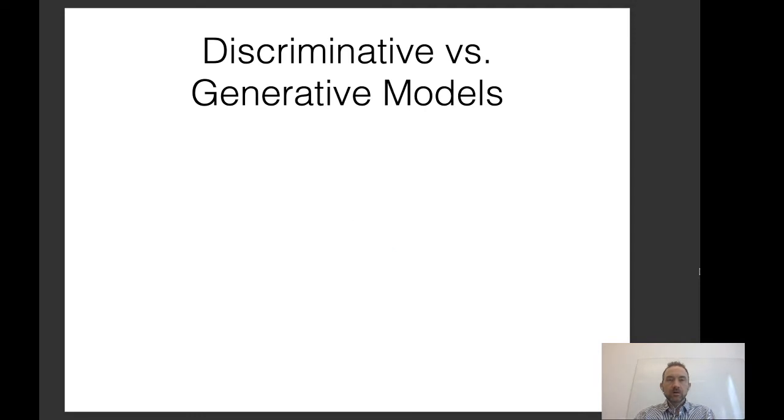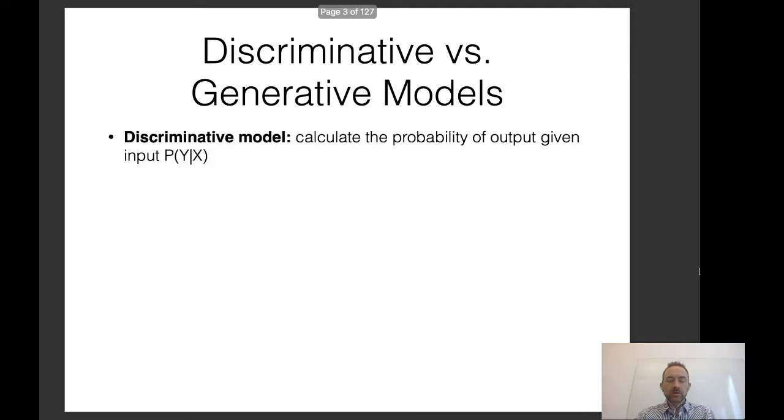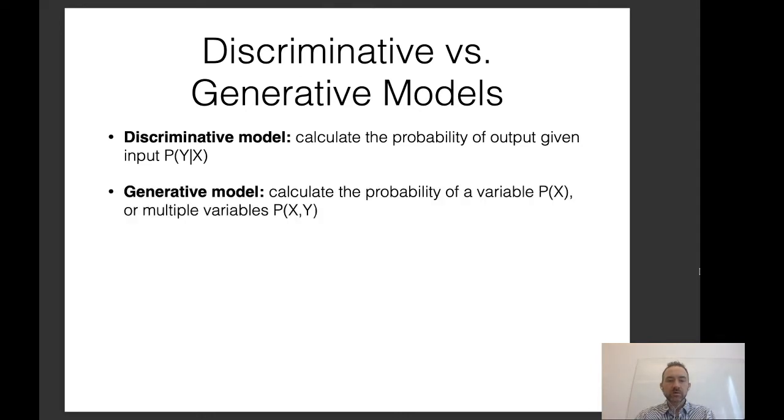So we've talked before about discriminative versus generative models, but just to recap, discriminative models calculate the probability of an output y given an input x, whereas a generative model calculates the probability of a variable p(x), or maybe the joint probability of multiple variables p(x, y).